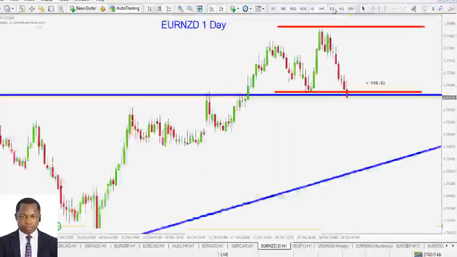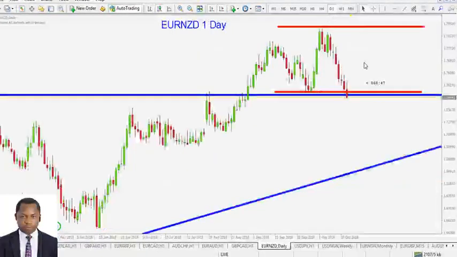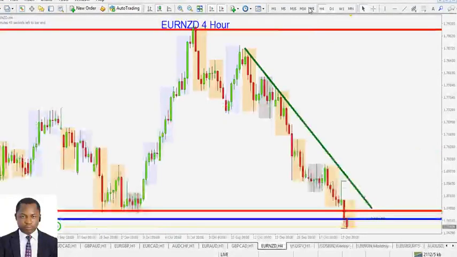Euro against the New Zealand dollar, pushing downwards. This is turning down quite sharply. Okay, we'll wait for price to deal with this level of support before trading that trend to the downside.